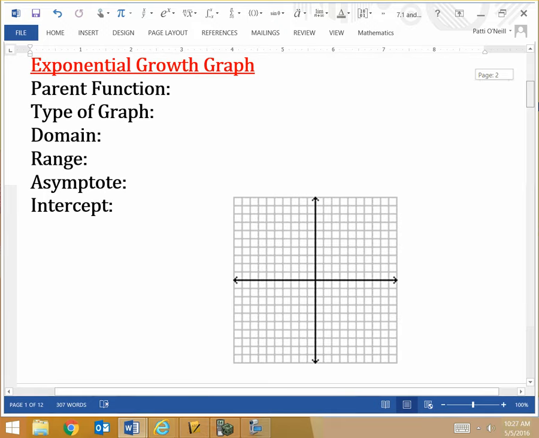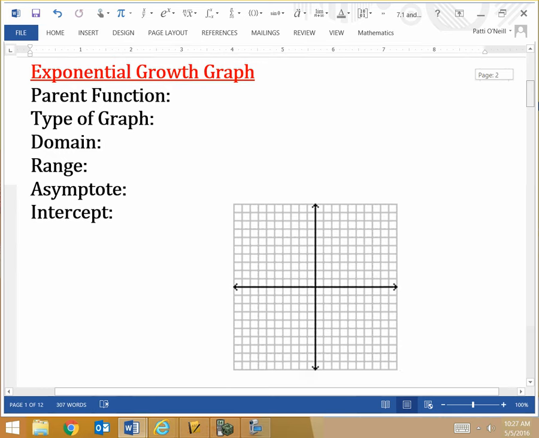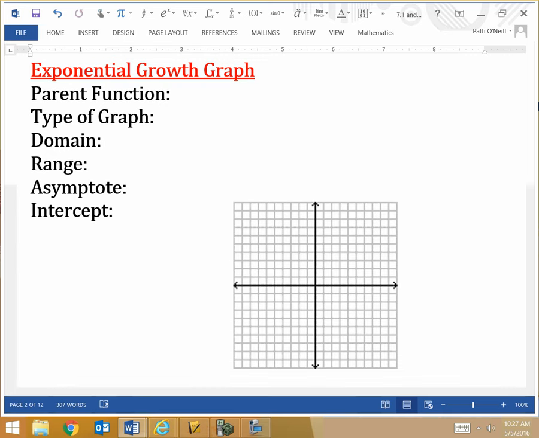So we're going to start off with exponential growth, just because most of us think kind of in a positive way. So we're going to talk about what the function looks like and the different pieces of it. So an exponential growth function, the generic parent function, would fit the form f of x equals a times b to the x, where b is greater than 1.